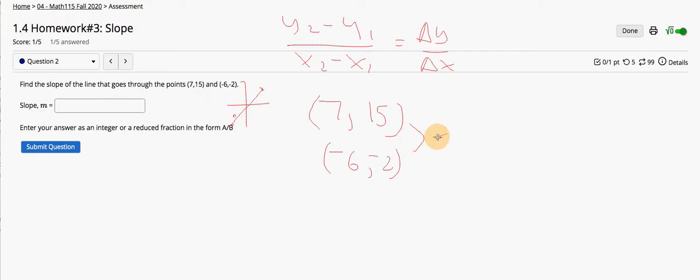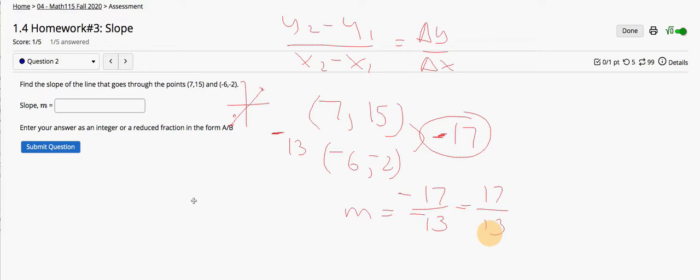an extra 2, so I have to subtract 17. And to go from 7 to negative 6, I also have to go down. I have to go 7, then 6 more, so I have to subtract 13. And doing my same thing that I did before, I'm going to take this, which is negative 17, that'll be my slope, and divide it by the other value, which is a negative 13, which again, dividing a negative by a negative will give me a positive, so 17 over 13 appears to be my slope. It is positive, so that's consistent.